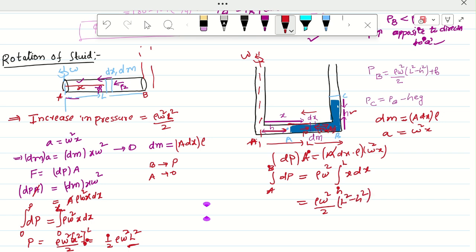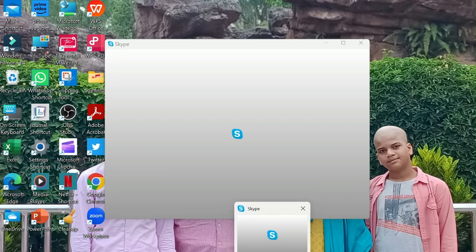So now PA minus PB. Limits are there now, so plus C should not be taken. So now PB minus PA is equal to rho omega square by 2 into L square minus h square. Now PB, according to this diagram, PB is equal to h rho g. So PA plus rho omega square by 2 into L square minus h square is equal to h rho g, right? At PB, the height h means h rho g is the pressure at B, right?